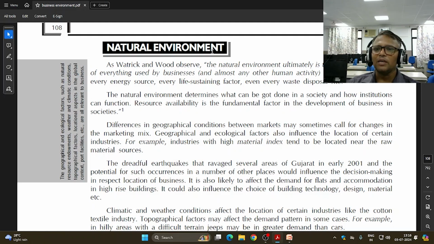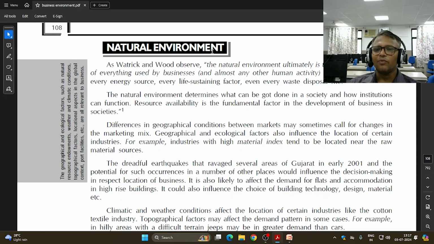Every raw material, even the energy resources, every life sustaining factor, even every waste disposal site, is part of the natural environment, which determines what can be done in society and how institutions can function. Thus, resource availability is a fundamental factor in the development of business in societies. Differences in geographical conditions between markets may sometimes call for changes in the marketing mix, and geographical and ecological factors also influence the location of certain industries. For example, industries with a high material index tend to be located near the raw materials.